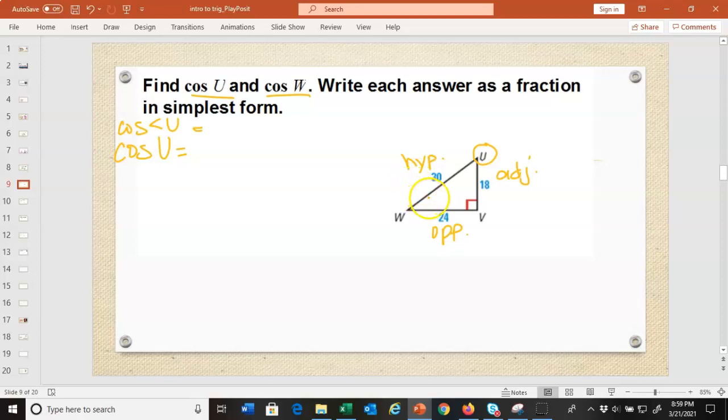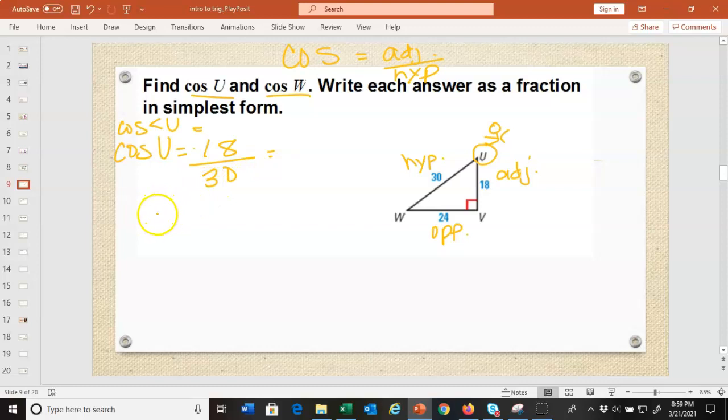So remember, the cosine ratio is adjacent over hypotenuse. So if we're standing at u, we're just going to take the adjacent number, that's 18, over the hypotenuse, that's 30.